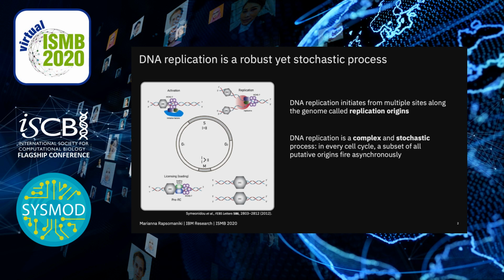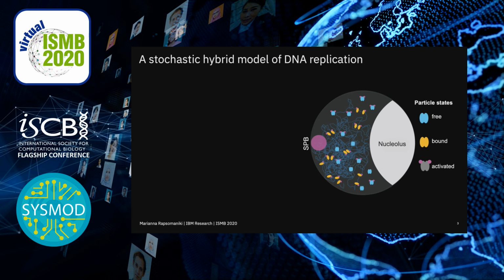DNA replication is a complex and uncertain process. Origin firing is stochastic, and this concerns not only which origins will fire in each cell cycle, but also when they will fire. Recently, DNA replication timing has been observed to be highly correlated with the three-dimensional structure of the genome and nuclear architecture. But how exactly does chromatin folding affect replication timing? In this work, we set out to investigate the interplay between DNA replication, three-dimensional chromatin structure, and protein mobility dynamics.